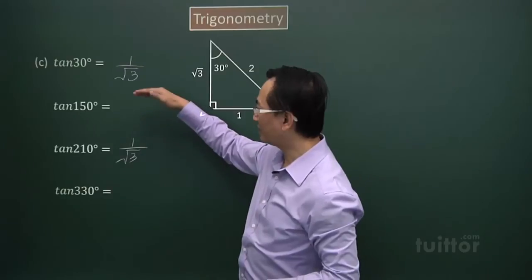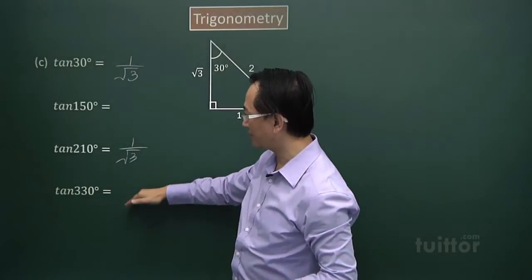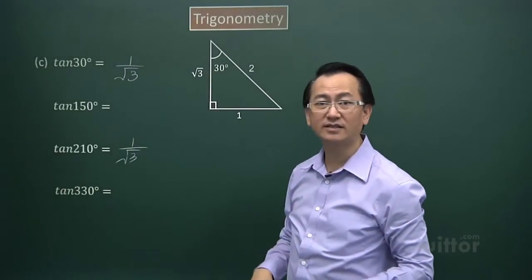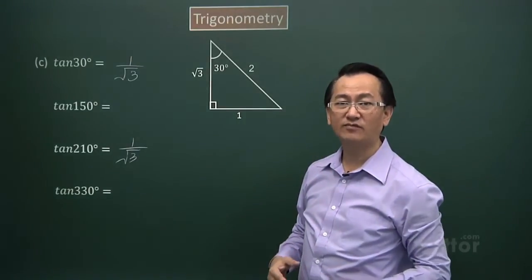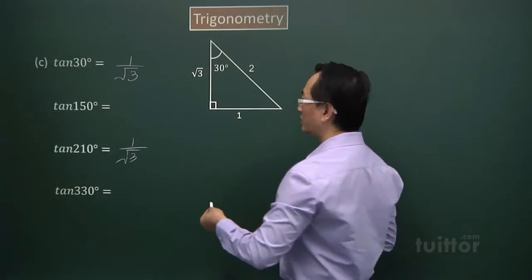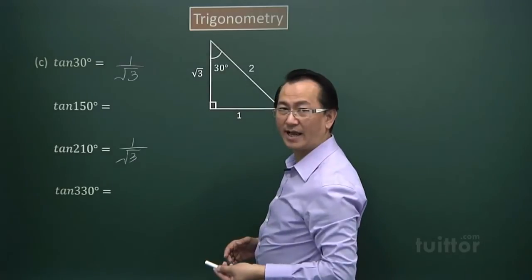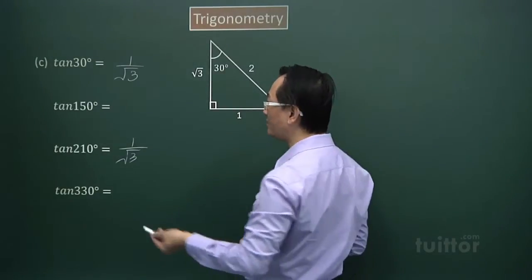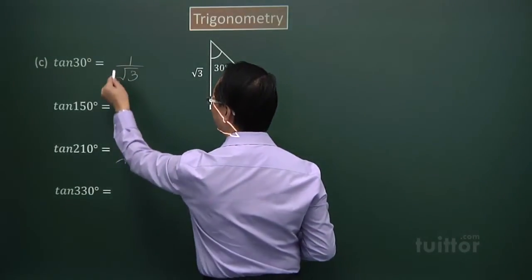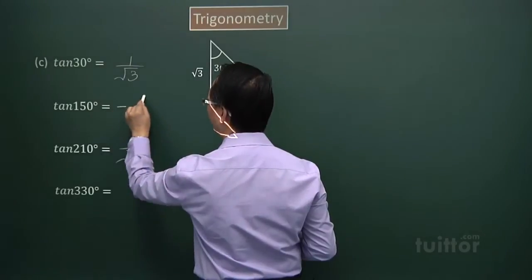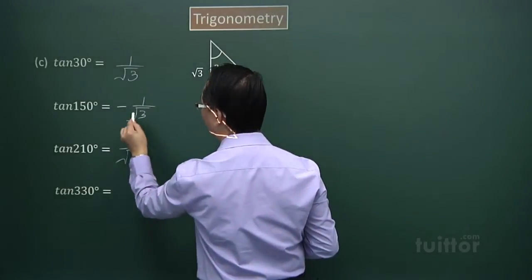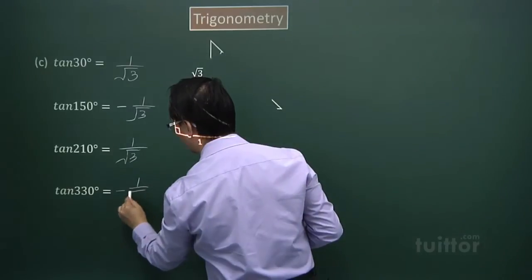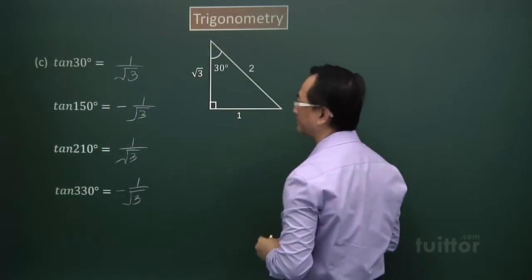As for the second quadrant and the fourth quadrant, tangent, the angle, would give me a negative value. And as we said before, the absolute values would still be the same, so just adding a negative sign to this. Negative 1 over square root 3, negative 1 over square root 3.